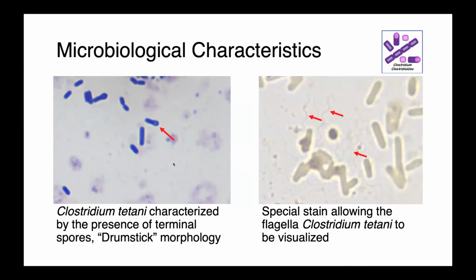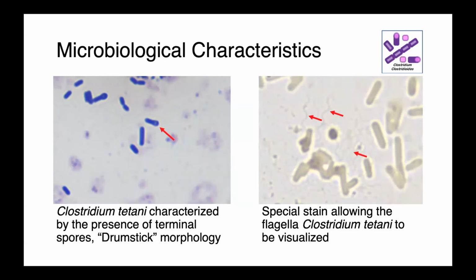In these two images, you can see pure cultures of Clostridium tetani. On the left, we have a gram stain. And what I wanted to highlight here is the classical drumstick morphology. Clostridium tetani, when it sporulates, it produces terminal spores. So we get endospores, like you can see here and here, which develop at the end of the organism, giving it this classical drumstick morphology.